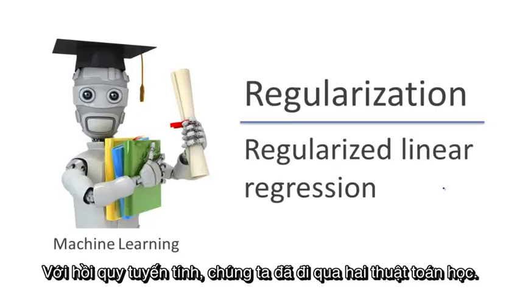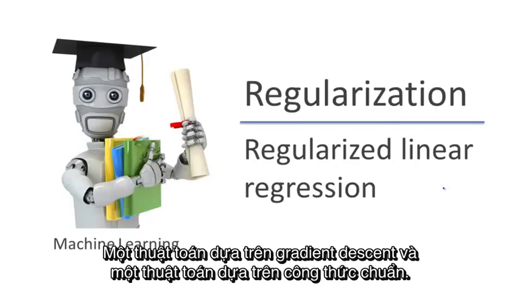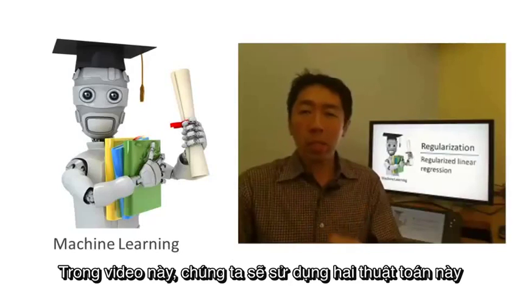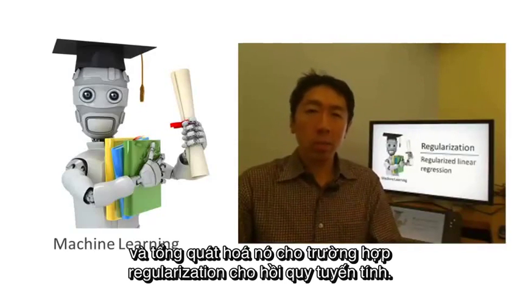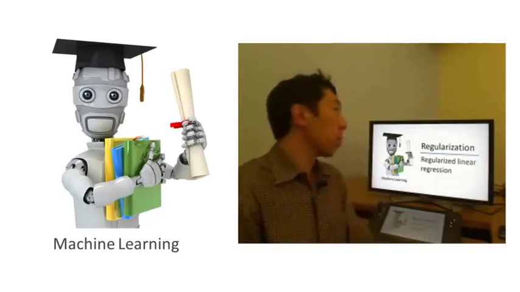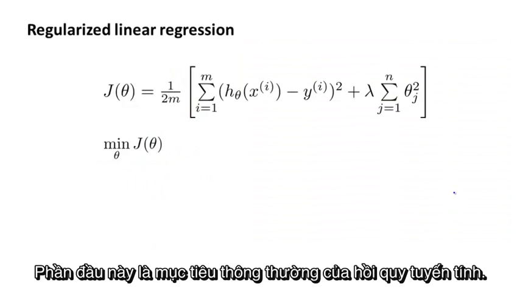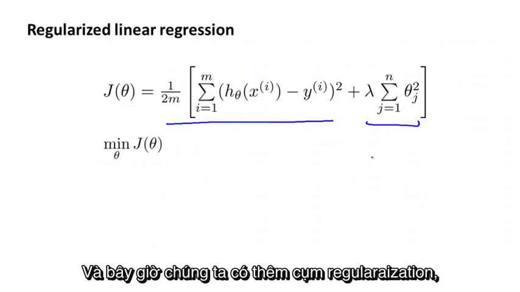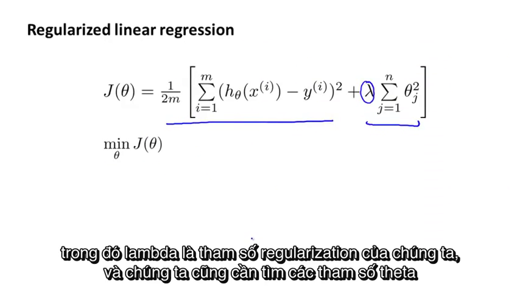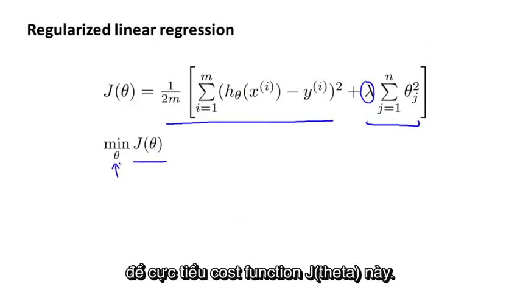For linear regression, we had previously worked out two learning algorithms, one based on gradient descent and one based on the normal equation. In this video, we'll take those two algorithms and generalize them to the case of regularized linear regression. Here's the optimization objective that we came up with last time for regularized linear regression. This first part is our usual objective for linear regression, and we now have this additional regularization term where lambda is our regularization parameter, and we'd like to find parameters theta that minimize this regularized cost function J of theta.